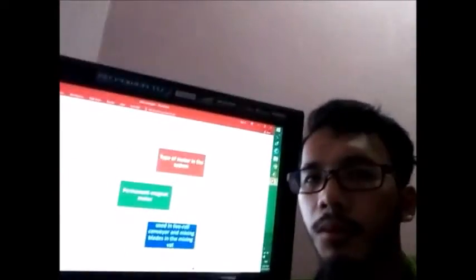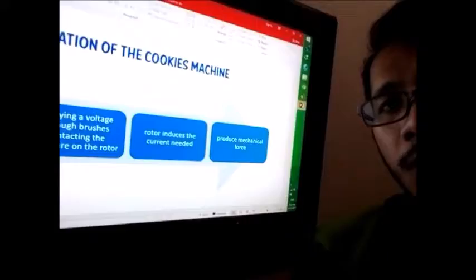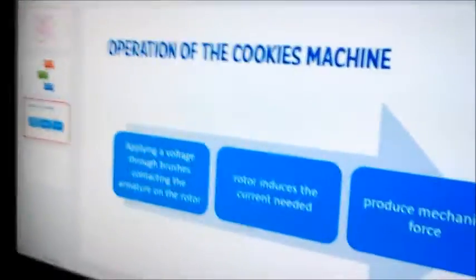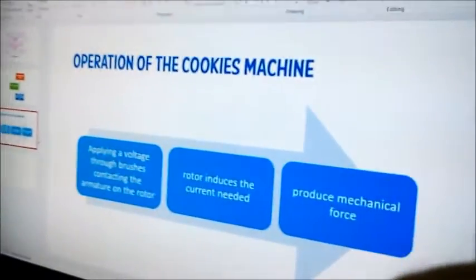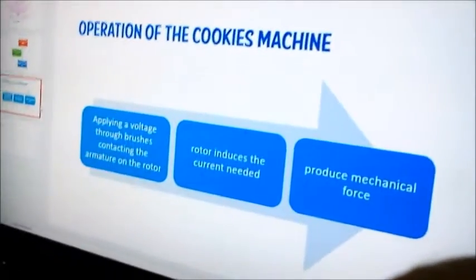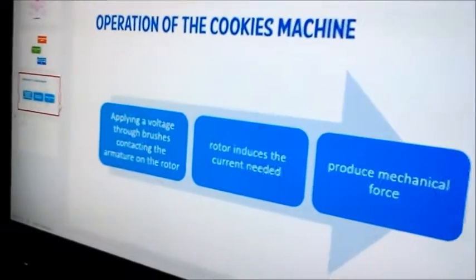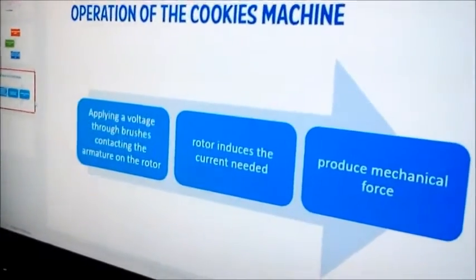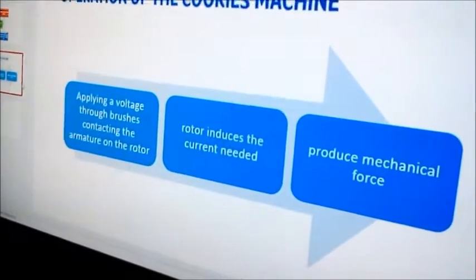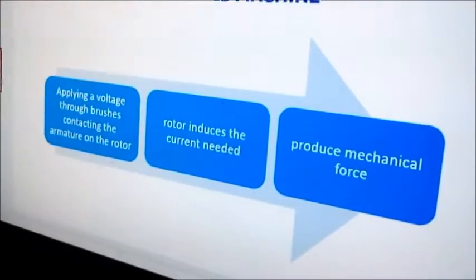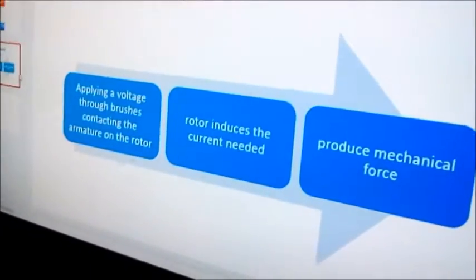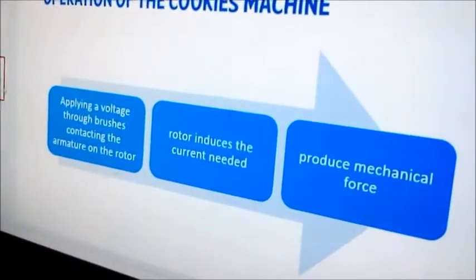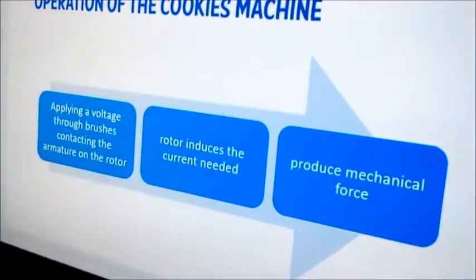Then for the operation of the cookies machine, as we can see here, it is a simple operation. Once the required ingredients in proper quantities are dispensed into the mixing tank, the mixing tank itself will blend and mix all the ingredients into dough.